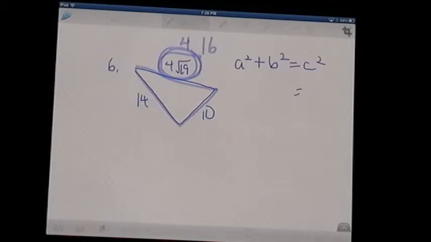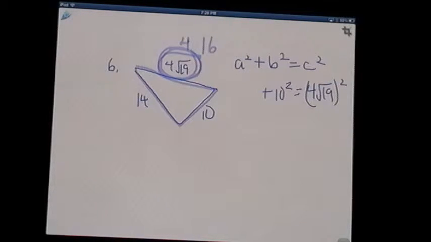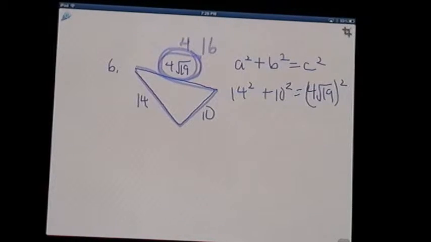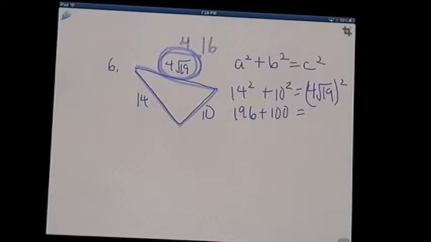And we're going to say 4 root 19 squared. And then b squared will be 10, and then a squared would be 14 squared. Now remember before I had told you, if you can't remember, well, let's go ahead and do 14 squared first. 14 squared is 196. And 10 squared is 100.